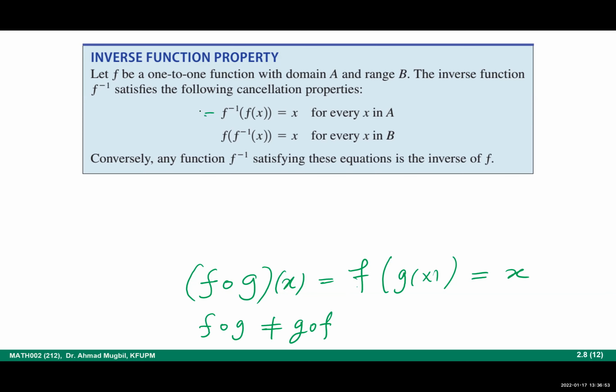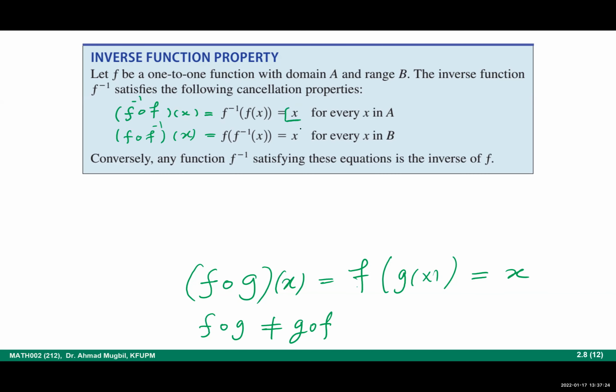Let me write it here this way. I think it will be better for you to understand it this way: you have here x, f inverse composed with f, and here f composed with f inverse. From the left or from the right, they should be the same, and both of them should be equal to x. This is only for inverse functions, if they are inverses of each other.